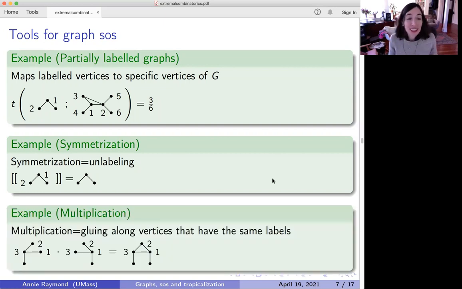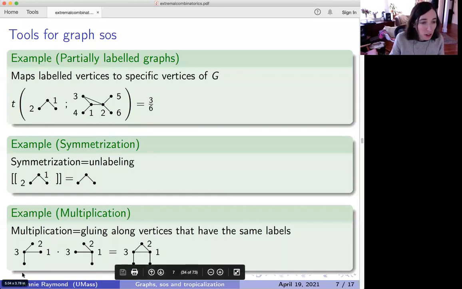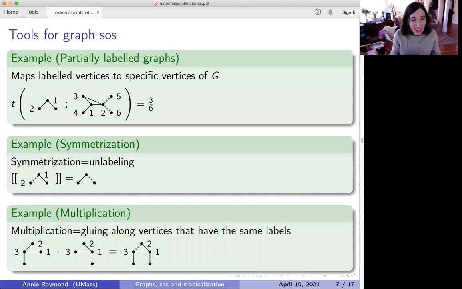So the final tool that we need to do sums of squares is to know how multiplication happens, right? I'm going to square, so I'm going to have to know how multiplying works. And so here it's very nice in the case of homomorphism densities. All multiplication is gluing along vertices that have the same labels. If any edges become double, I just keep one copy. So if I multiply this first guy with this second guy, well, I just get their glued version together.